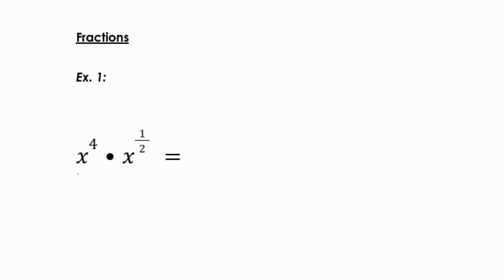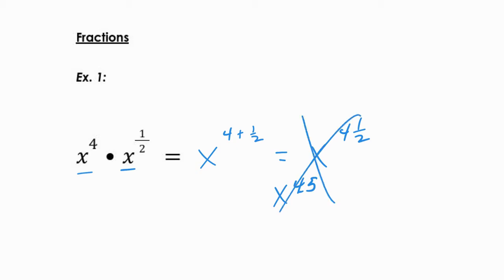So here, you're multiplying two bases that are like. If you follow the pattern you had earlier, that's just 4 plus 1/2. Well, again, you want to write 4 and 1/2, that's fine, but that doesn't make any sense. You want to write 4.5, that's fine, but that doesn't make any sense. So we're not going to do those. We're going to write this as 4 plus 1/2, which is 8/2 plus 1/2, because we have to find a common denominator. So it's x to the 9/2.